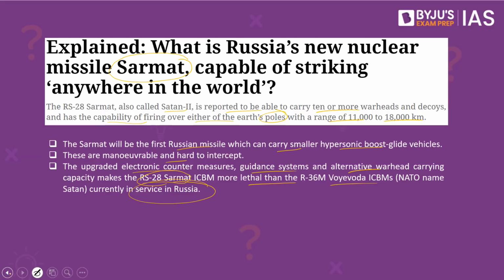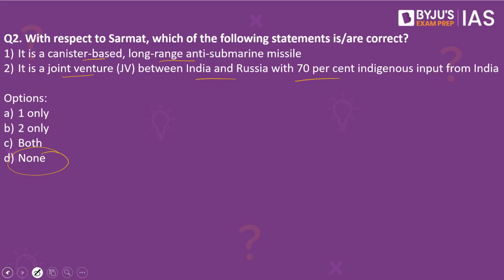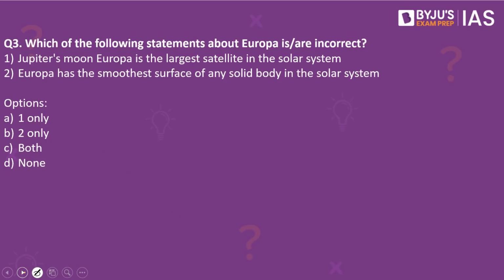So this happens to be an intercontinental ballistic missile, and as a result, both the options given in this question are wrong, which is why the answer to this would be none. Now let's look into the next practice question.